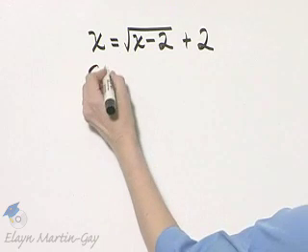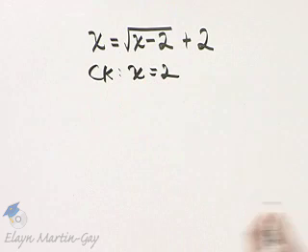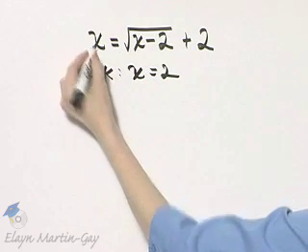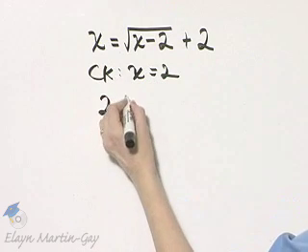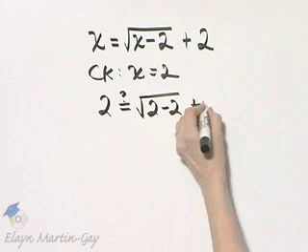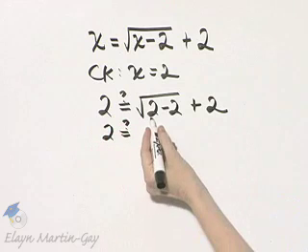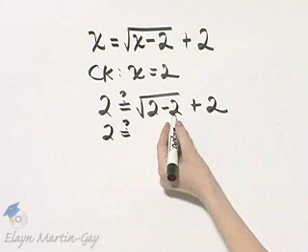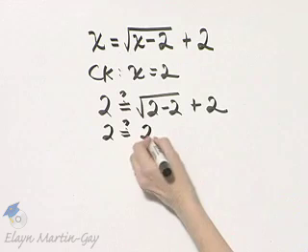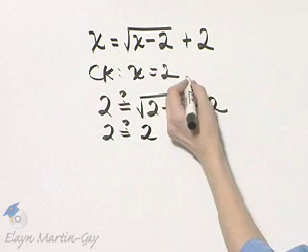Let's check 2. How do we check? Everywhere there's x, I write 2. So is 2 equal to the square root of 2 minus 2, plus 2? Well, that's the square root of 0, which is 0, and 0 plus 2 is 2, so 2 checks, it is a solution.